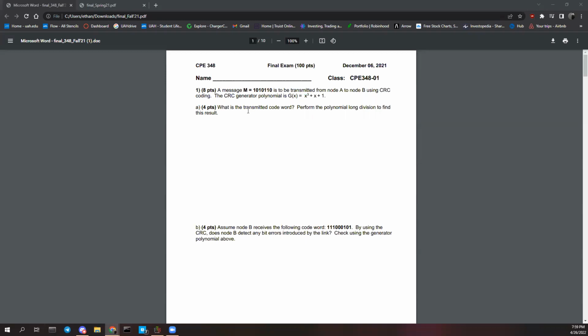So first things first, we have a test one topic, which is CRC generation and code word stuff. For this one, we have a couple things. He gave us our message to be transmitted right here and our generator polynomial here. He can give you this in two ways, but the generator polynomial is normally given as a polynomial. Now you have to turn this into the actual generator polynomial in bits.